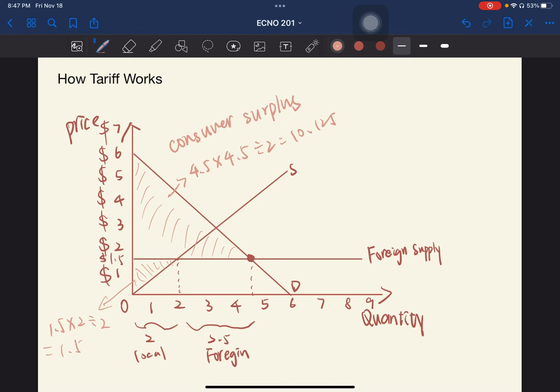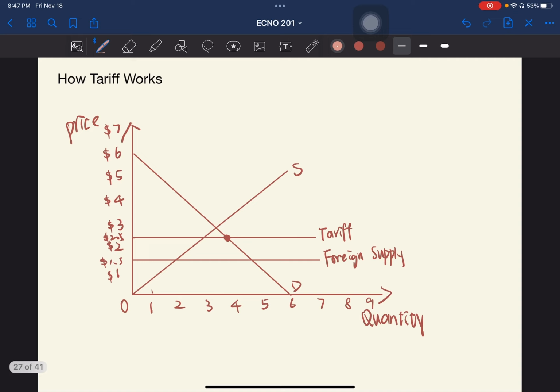And this is the situation where one foreign supplier enters the local market, and because their price is lower than the local supplier, they are able to sell more products than the local suppliers. And this time the local supplier will not be happy, and they ask the government for help, and the government will put the tariff on the foreign supplier, and then the tariff will be $1.